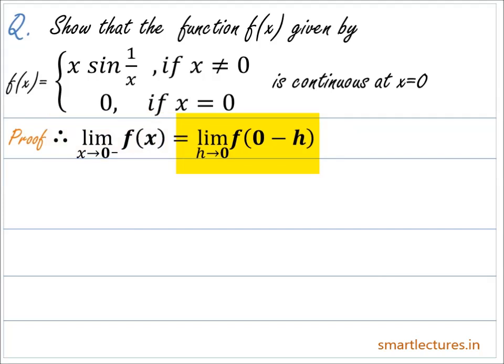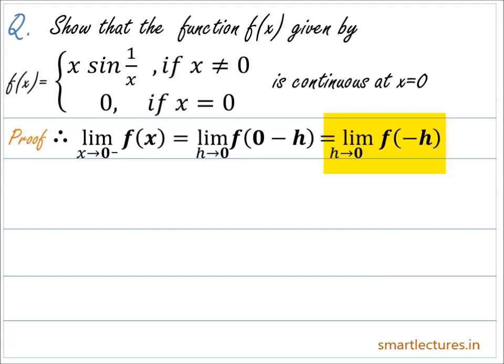now the limit of the function as x approaches from the left hand side means that the value of x is very close to 0 from the left hand side, or you can say the value of x is 0 minus h, where h is a very small number. So this limit can also be written as limit h approaches 0 f of 0 minus h, which is equal to limit h approaches 0 f of minus h.